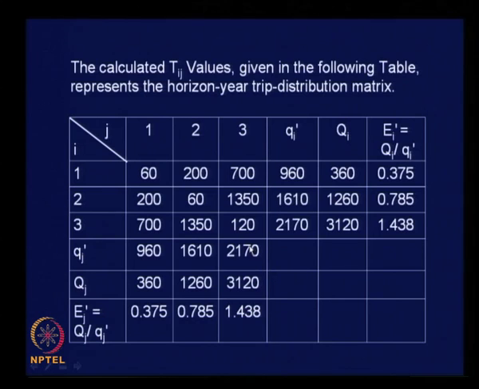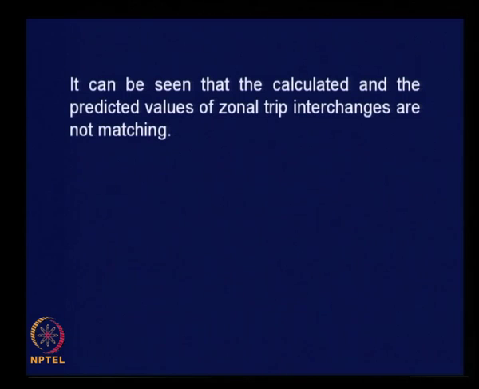Contrarily, if you look at zone 3, the calculated value is 2170, right, and the predicted value which you desire is 3120. We have to get a higher value. So if you work out the growth factor, it automatically becomes more than 1, 1.438. So use these growth factors for the subsequent iteration and continue the process until your growth factor value becomes nearly unity. That implies that your calculated and the predicted values of productions and attractions are matching. Is that clear? This is what I said. It can be seen that the calculated and the predicted values of zonal trip interchanges are not matching.